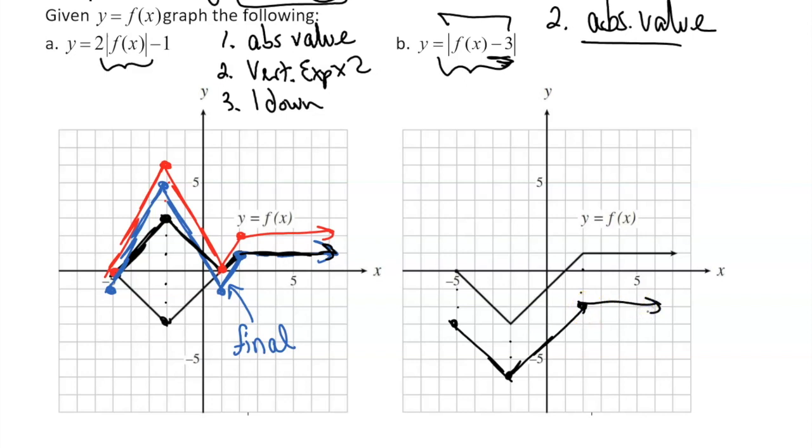Okay, and then after that, we want to take its absolute value, so we'll get a different color right here. We'll go 1, 2, 3, 1. So anything that's below the x-axis is going to become a mirror image above the x-axis. Okay, and that will be our final solution.